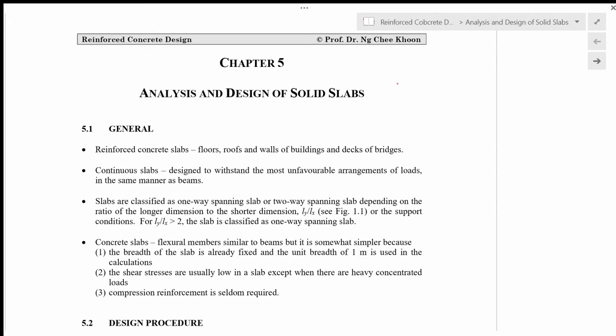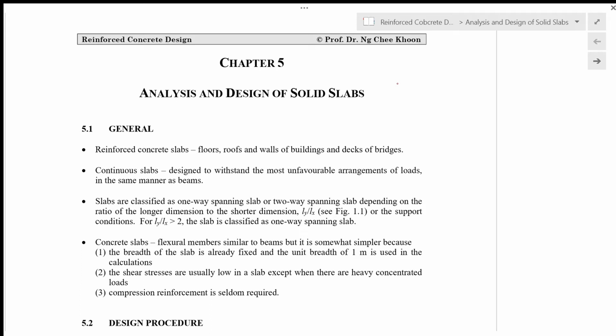In this video, I'm going to give you a lecture on analysis and design of solid slabs. In general, reinforced concrete slabs form the floors, roofs, and walls of buildings and decks of bridges. Continuous slabs are designed to withstand the most unfavorable arrangements of loads in the same manner as beams, where you have the favorable and unfavorable arrangement of loads on each of the spans of the beams or slabs.